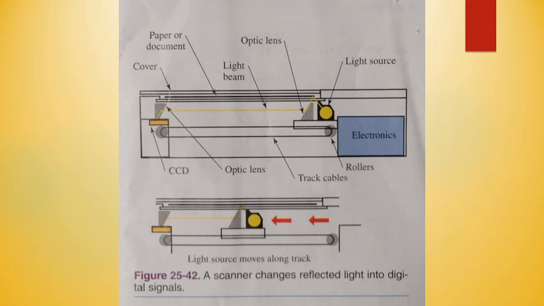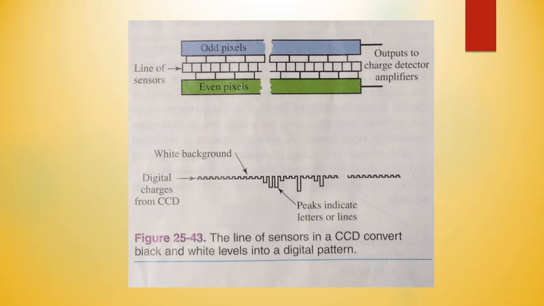A scanner has a stepping motor that pulls a light source along a track of wire cables. At each step along the scanner track, the CCD scans and receives the light beam. The amount of charge the CCD receives is in direct proportion to the intensity of light and dark. The CCD then transmits a series of digital signals that represent the light and dark contrast of that line, as shown in Figure 25-43, and transports the charges to a storage register.